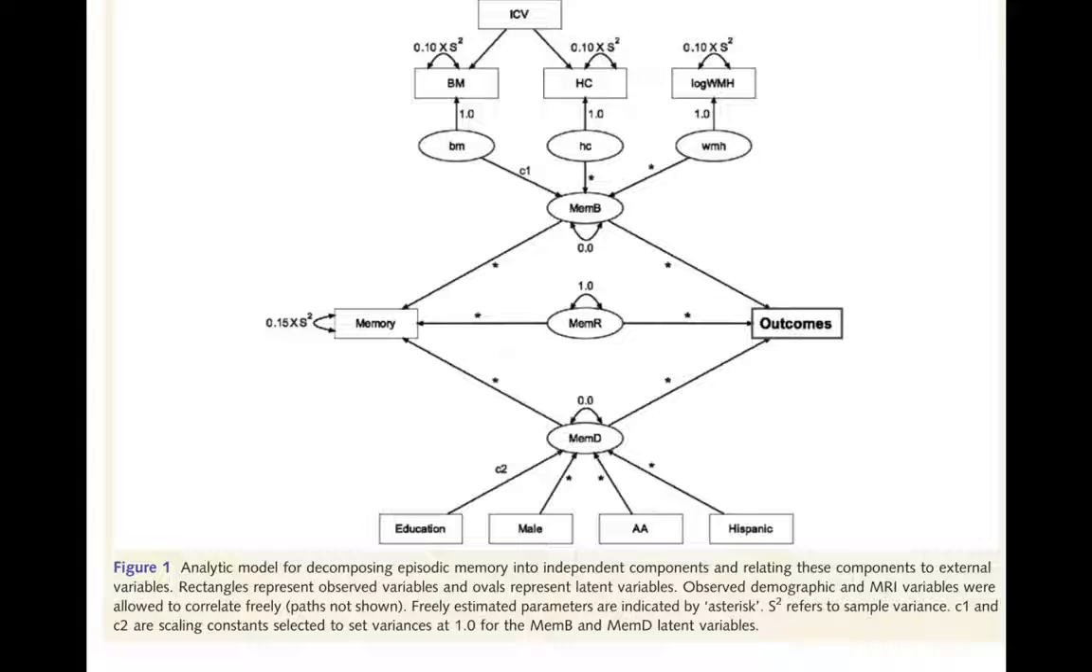So, in this model, brain is a formative factor. Brain is a formative factor, and that makes a lot of sense. Demographic is a formative factor to me. Is frailty formative or reflective?